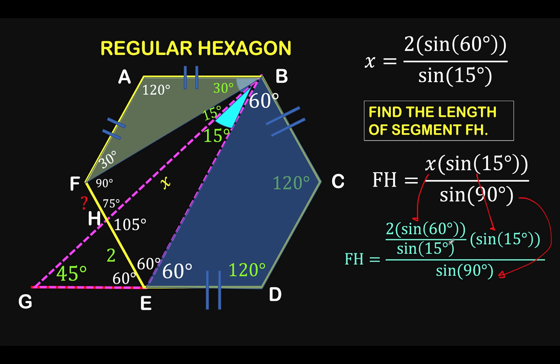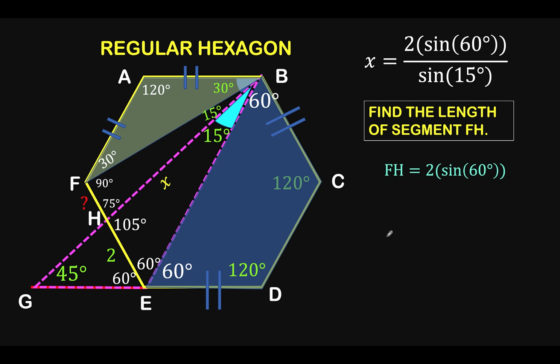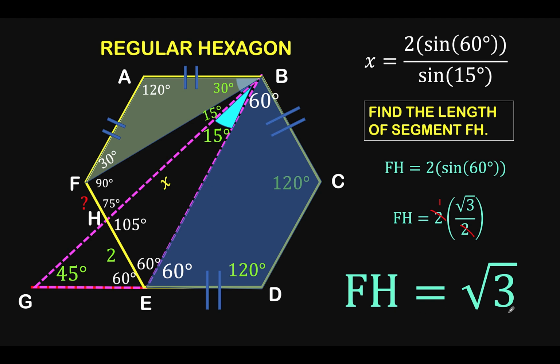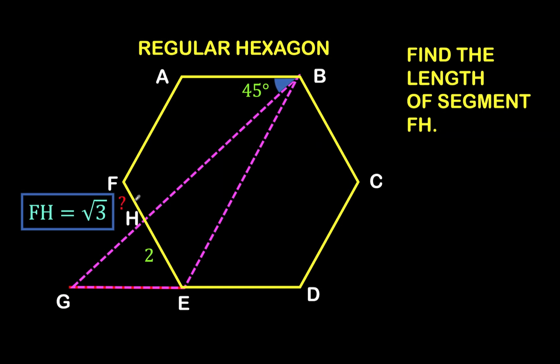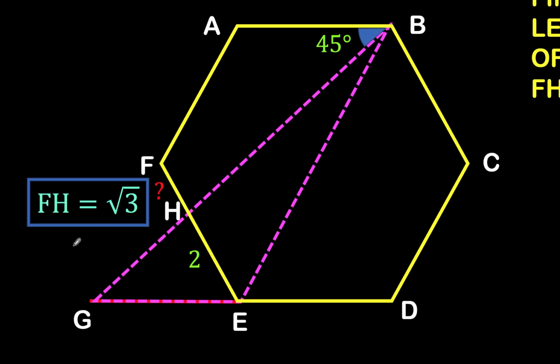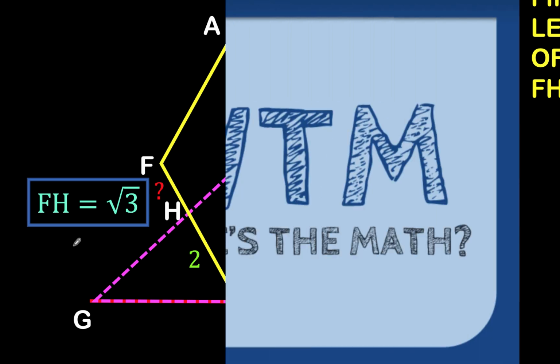Notice now that this sine of 15 and this sine of 15 will cancel each other out, and the sine of 90 degrees is equal to 1. So basically what's left is FH is equal to 2 sine of 60 degrees. And we know that the sine of 60 degrees is equal to square root of 3 over 2. And so 2 divided by 2, that is equal to 1. We now have the value of FH to be equal to square root of 3, and that is now our final answer. So the length of segment FH is square root of 3, and that is where the math is.